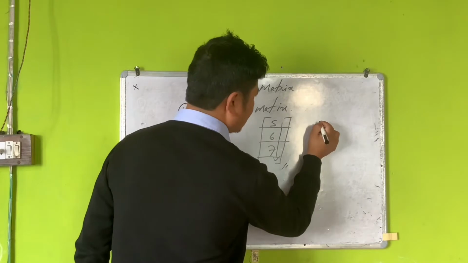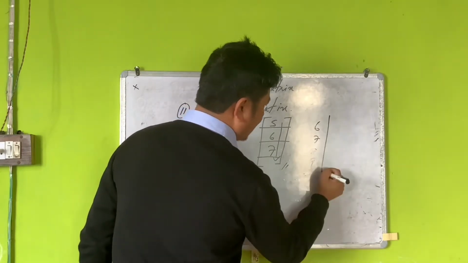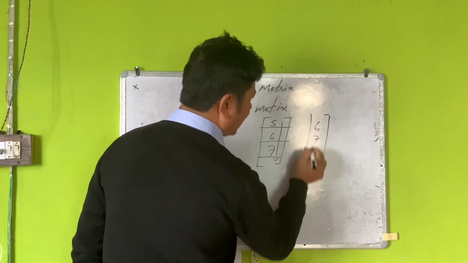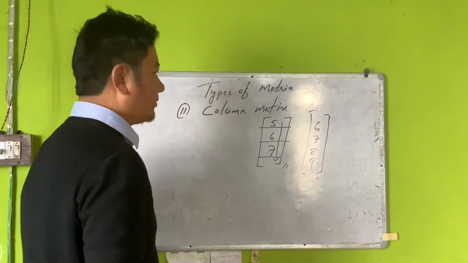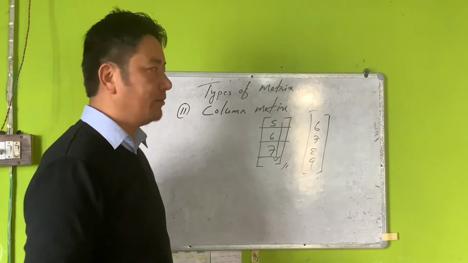This is also an example: 5, 7, 8, 9. You can put it in a matrix. Then this is an example of column matrix, because in this particular matrix we are having only one column.